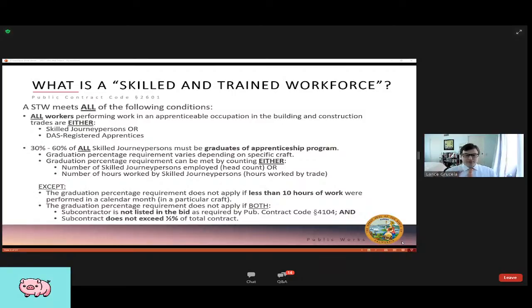Now there are minor exceptions to the graduation percentage requirement. If you have an apprenticeable craft and there's a skilled and trained workforce requirement, the only exceptions that may apply would be to the graduation percentage requirement. Keep that in mind. Everyone still has to be a skilled journey person or an apprentice that's employed. And those exceptions are where there's less than 10 hours of work being performed in a particular trade, and where a subcontractor is performing less than 1/2 of 1% of the total contract and wasn't listed in the bid.